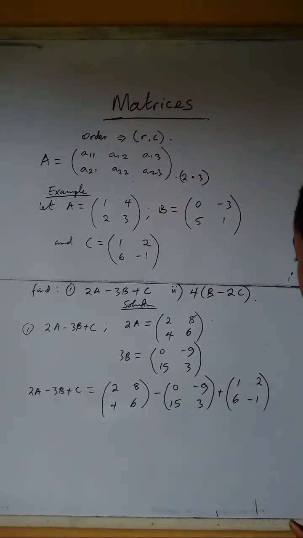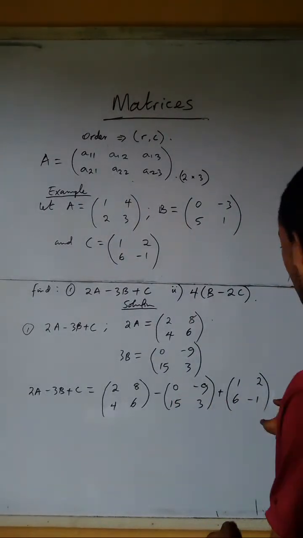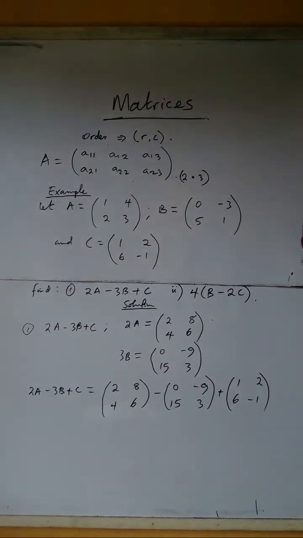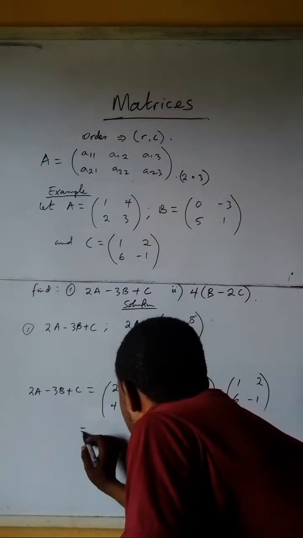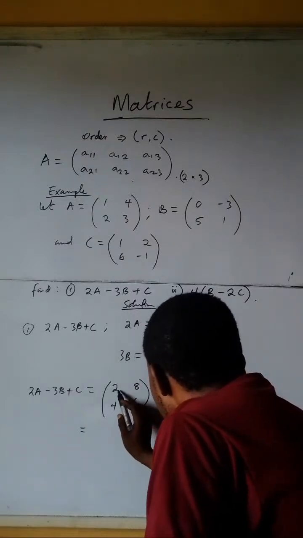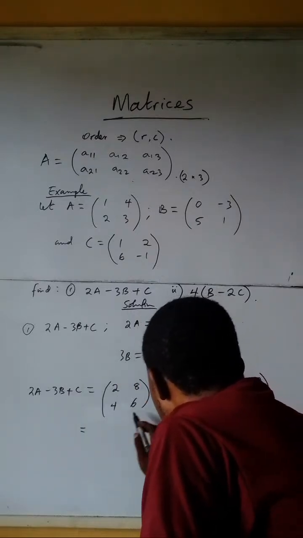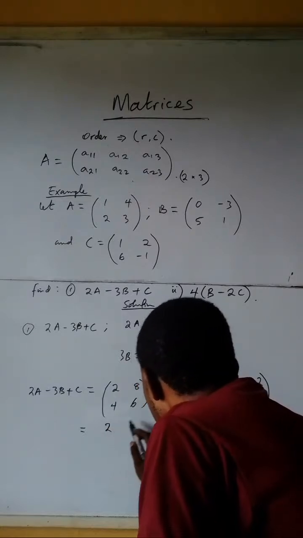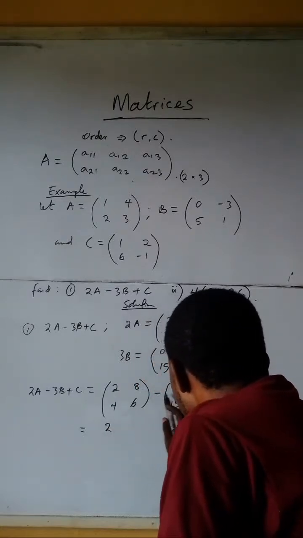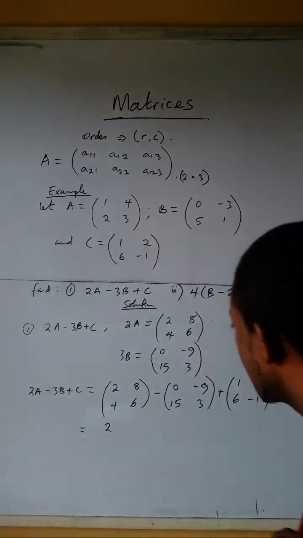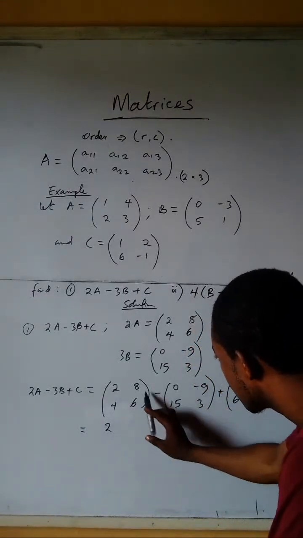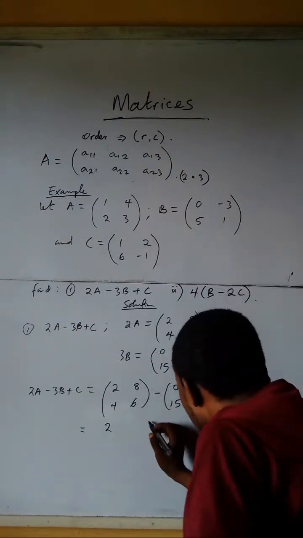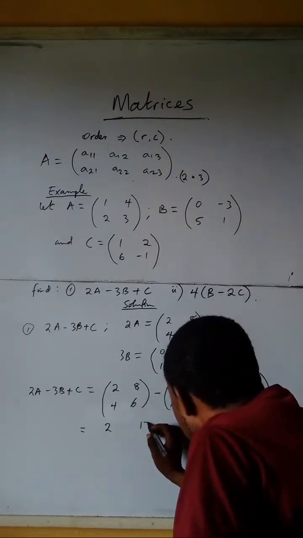Then, we can first subtract before we add this, or we can do it at a go. Now, let's handle these two first. That is here, the corresponding element here, 2 minus 0 here, that's still 2. Then 8 minus 9. Be careful of what you are doing here, because minus turns to plus. That's 8 plus 9. And the element here will become 17.